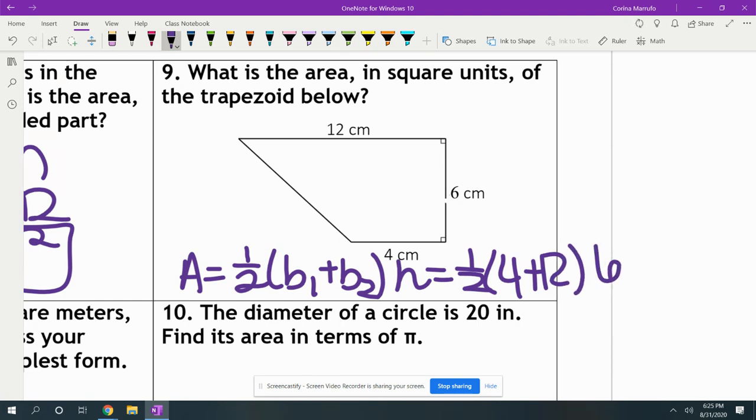So 4 plus 12 is 16. Half of 16 is 8. And 8 times 6 gives us 48. And our units are centimeters squared.